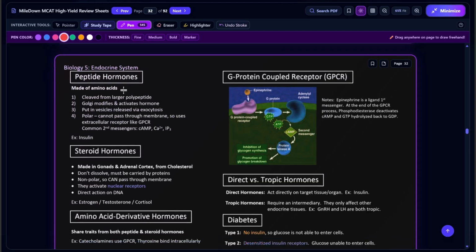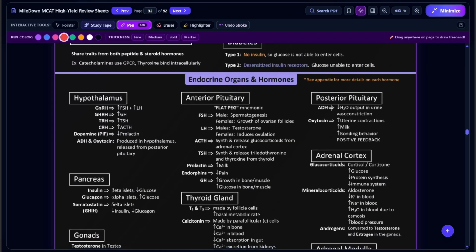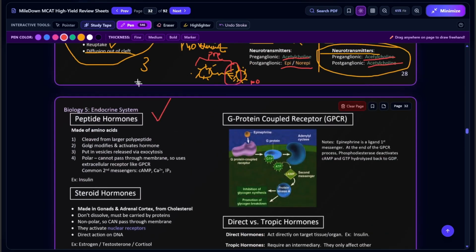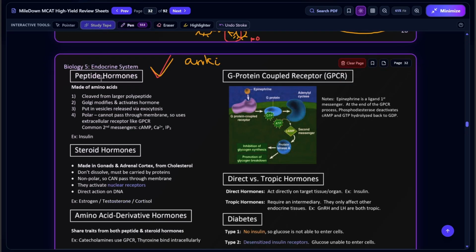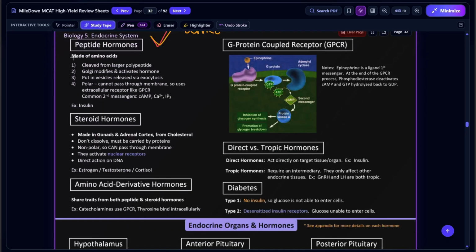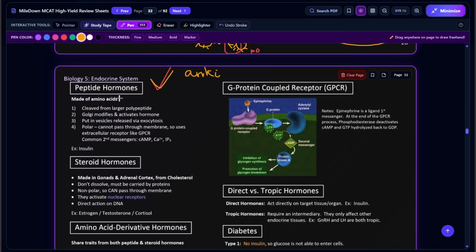Okay, so now we can go over peptide hormones. Most of this is just memory, so good luck with that. If you like Anki, do Anki. If you like to do it this way, you can use study tape like that and learn your peptide hormones. All the peptide hormones are made of amino acids. If you haven't taken biochem yet, I'll oversimplify: amino acids make up protein. But I'll just simplify it for now.